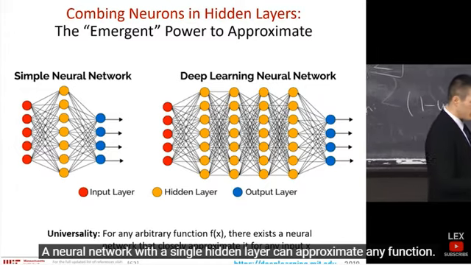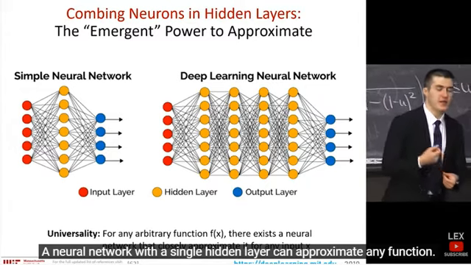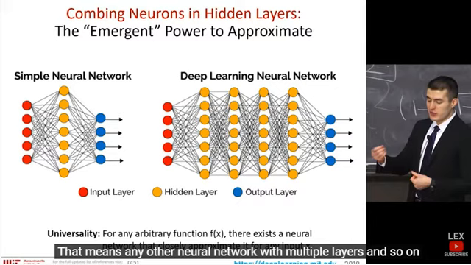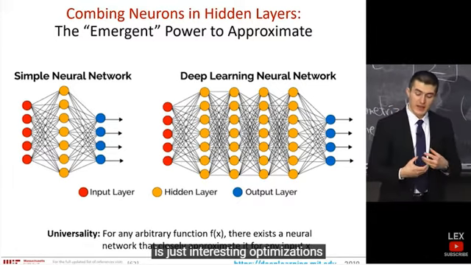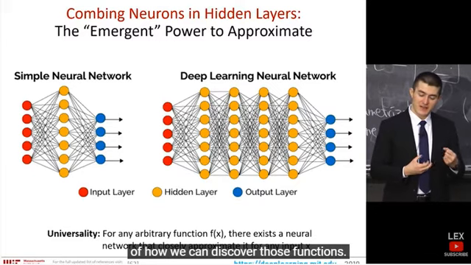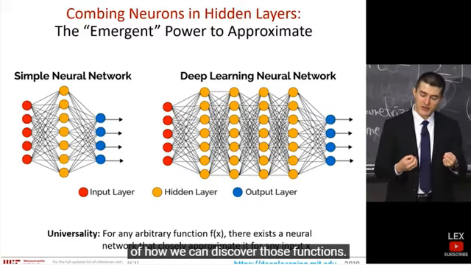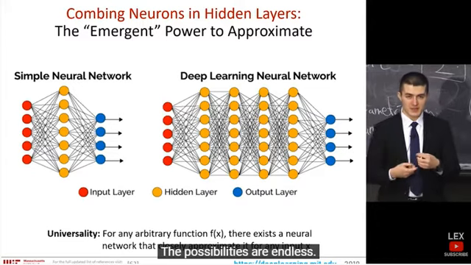Adding a neural network with a single hidden layer can approximate any function. That means any other neural network with multiple layers and so on is just interesting optimizations of how we can discover those functions. The possibilities are endless.